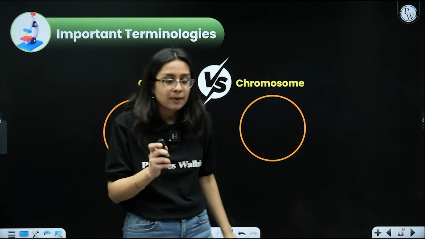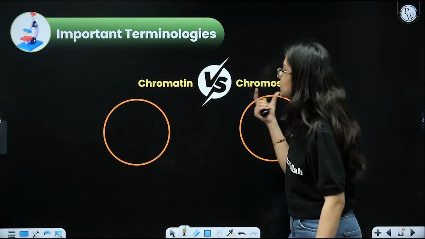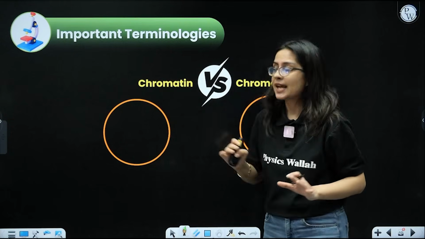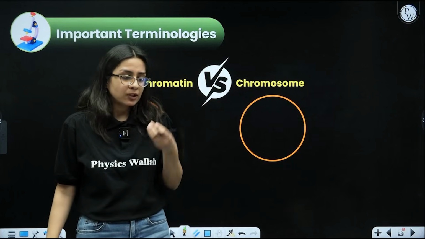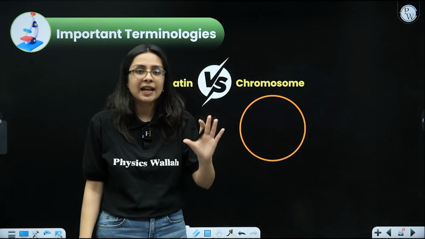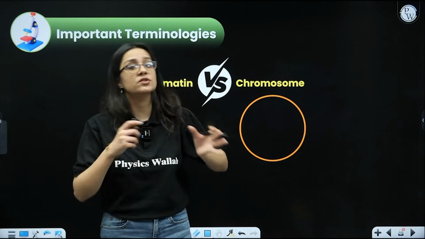Now talking about chromosome, there are certain terms that students get confused in. That is chromatin versus chromosome. This is very frequently repeated. But to know it, we should first understand this with the help of an example. Ma'am, what is chromosome? What is chromatin?